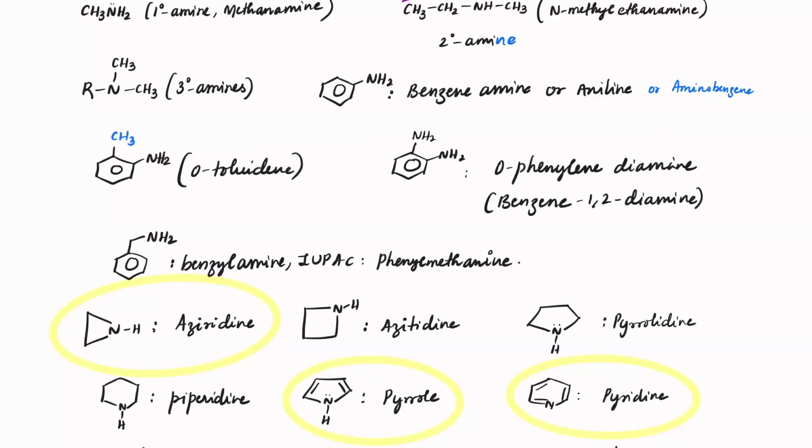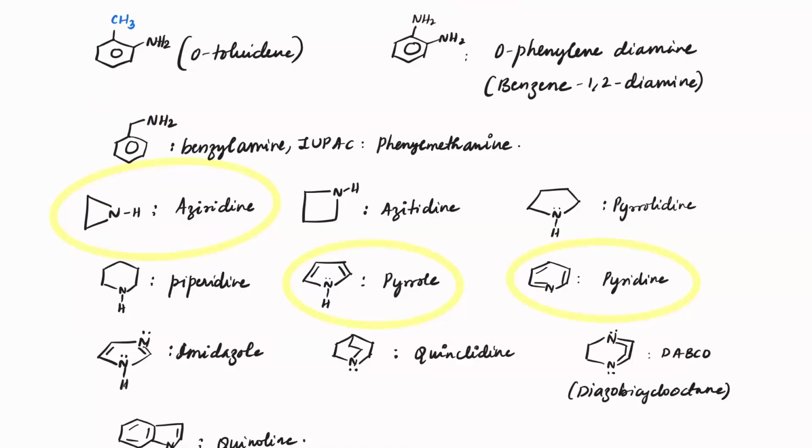And next, in case you have it at the para position, then it will be p-toluidine and so on. Next, if you have two NH2 groups, we call it o-phenylene diamine. And if you have NH2 on this carbon, the common name is benzylamine. The IUPAC name is phenyl methanamine.